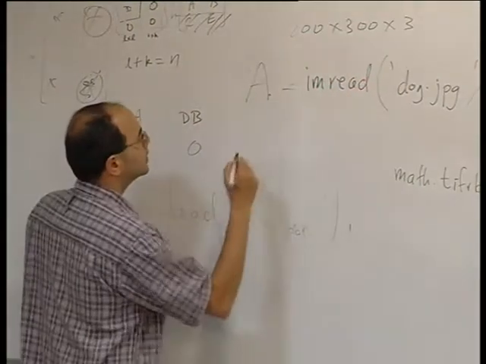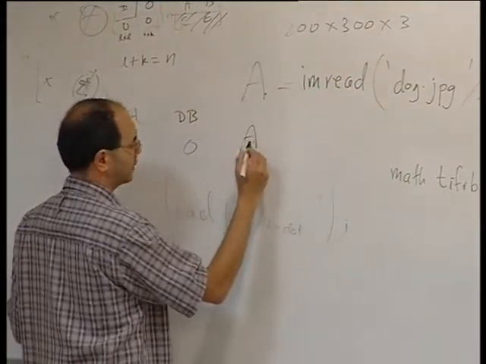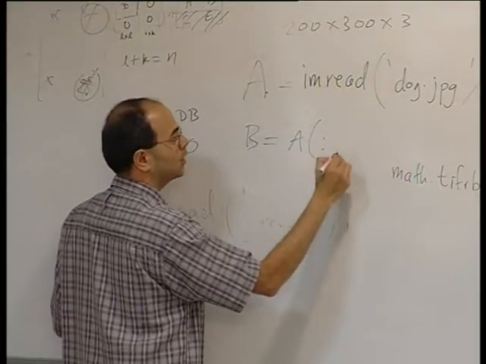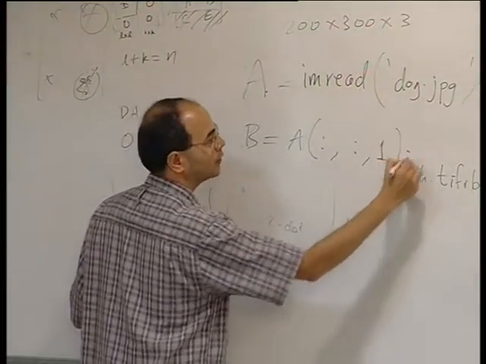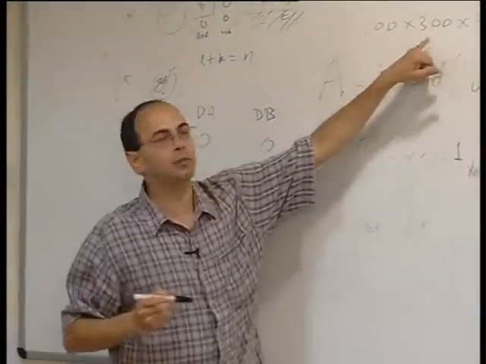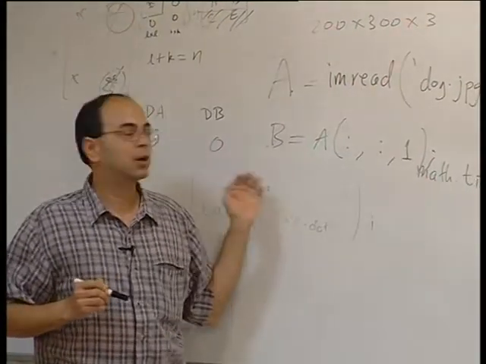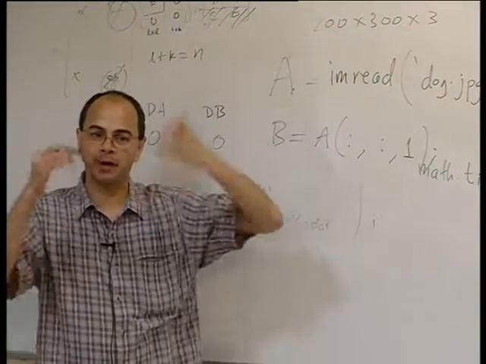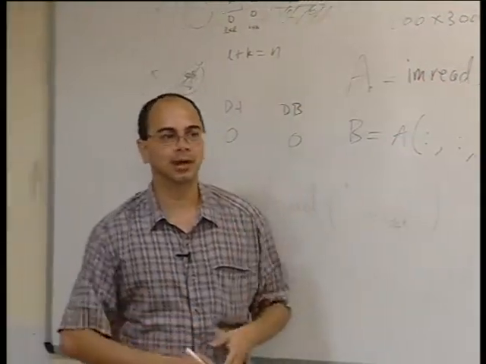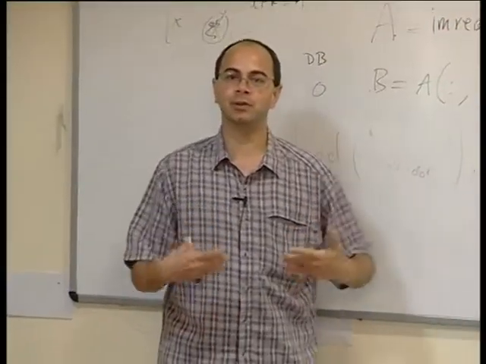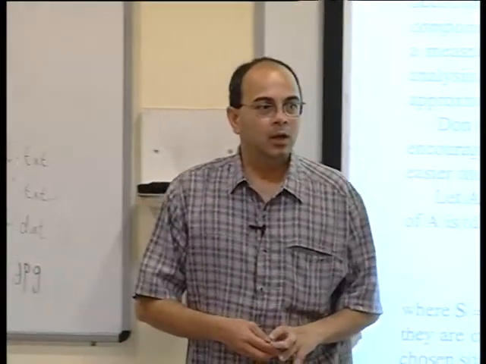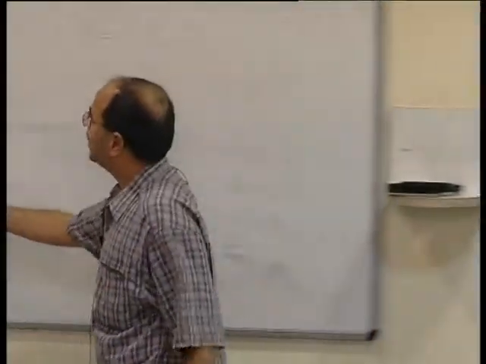So you can say, let's say, B is equal to A(:,:,1). And that's the matrix that you want to eventually deal with, which will be 200 by 300. You don't want all the 3 layers, since they're basically identical. Yeah, RGB. It reads it automatically as a color picture, and this happens to be black and white. So, okay, now you take your matrix.